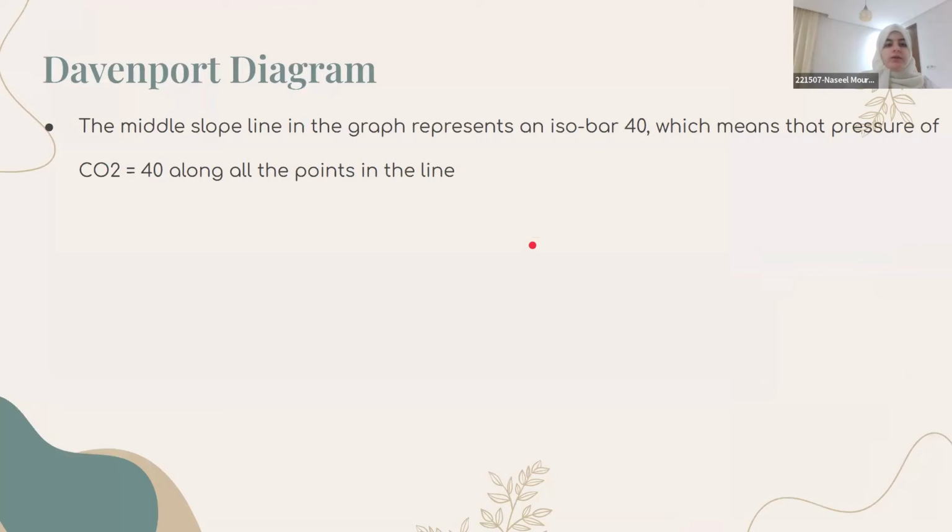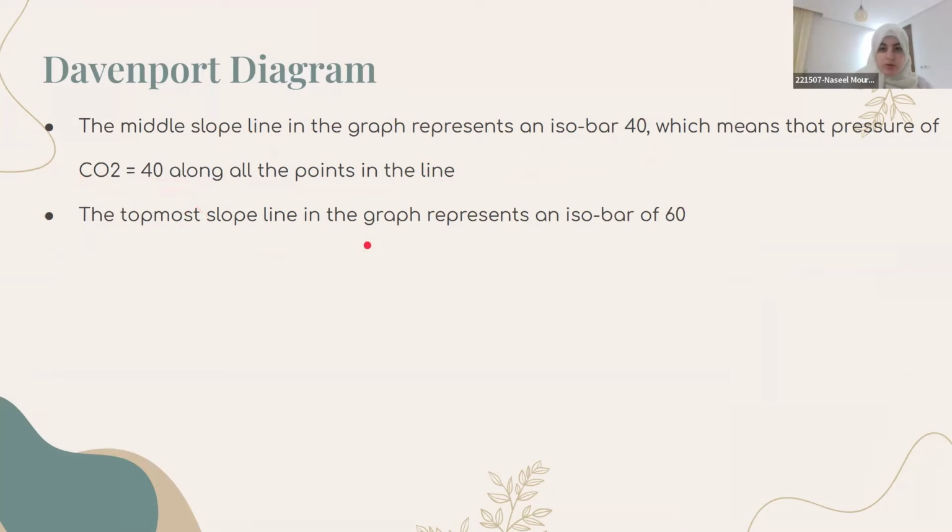Okay, so again, the Davenport diagram, it's important to understand it because when you understand it, you're going to know how to basically see the compensations, the disturbances, and all of that. So the middle slope is the isobar of 40, which means that the pressure of carbon dioxide is 40 along all the points. The topmost line was isobar 60, the lower one was 20.